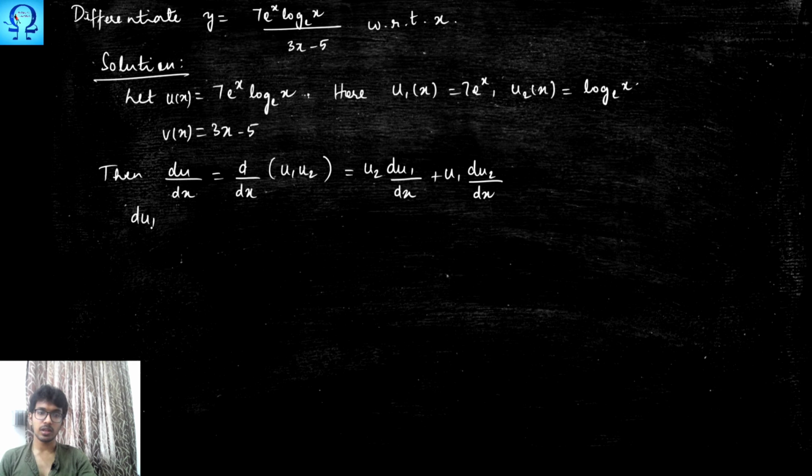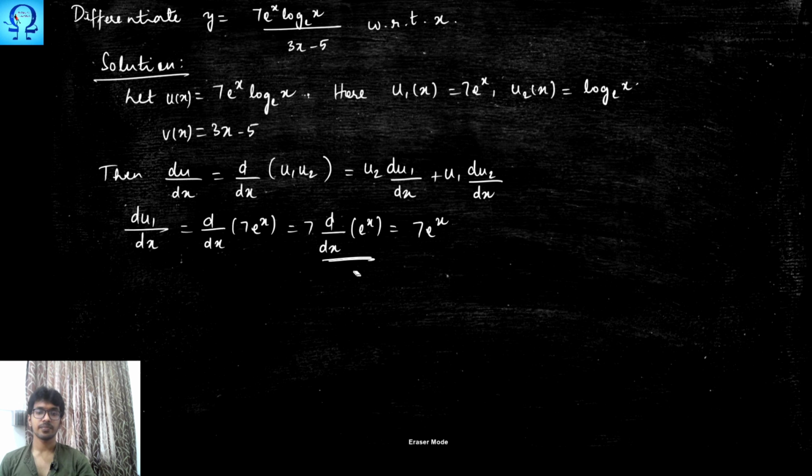Now we shall find du1 upon dx, that is d upon dx of 7 e power x. 7 is a constant, so you can take it outside. Then you will have 7 times d upon dx of e power x. This happens to be e power x alone, so your final answer is 7 e power x. And the next, du2 upon dx, is d upon dx of log x. This happens to be 1 upon x.